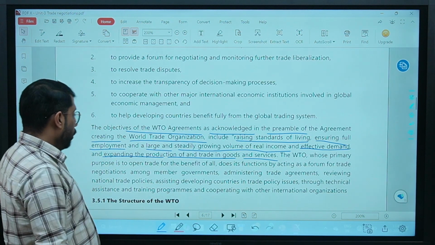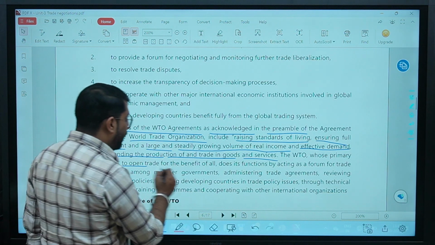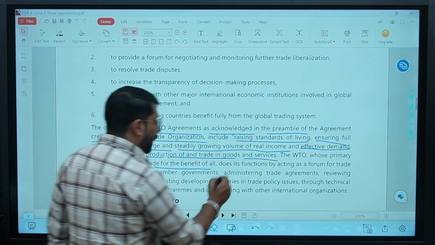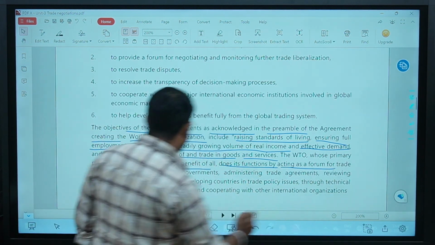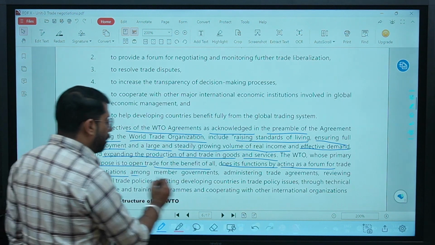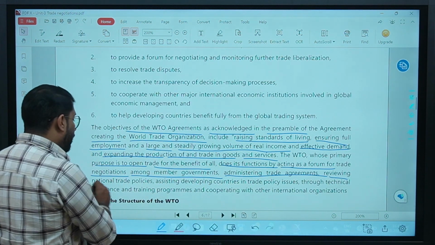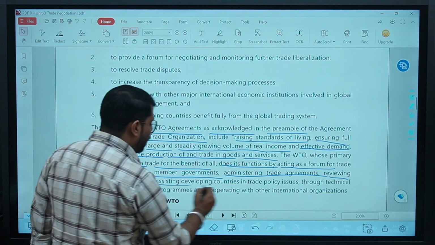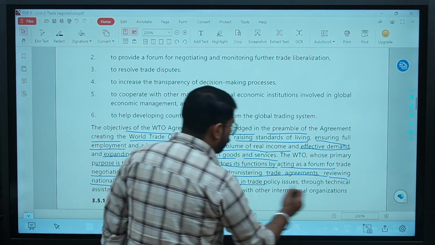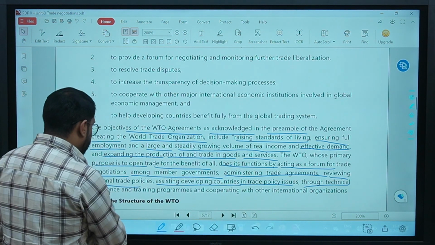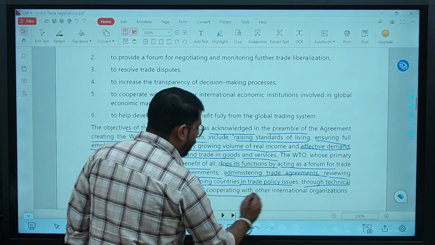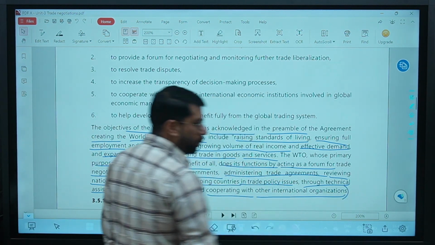The WTO, whose primary purpose is to open trade for the benefit of all, does its functions by acting as a forum of trade, negotiations among member governments, administering trade agreements, and reviewing national trade policies, assisting developing countries in trade policy issues through technical assistance and training programs, and cooperating with other international organizations.